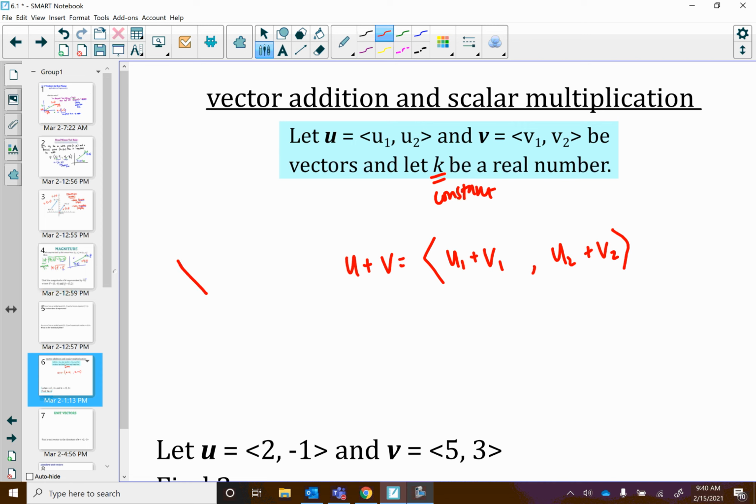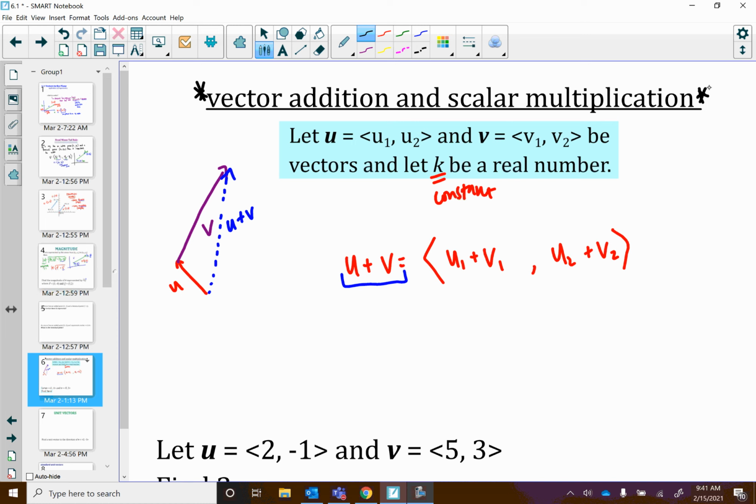How does this work if I'm visually representing it? Well, let's say this is u and this is vector v. What we really are doing is basically taking this vector v and moving it up here, and the resultant vector, the vector that ends as u plus v, is this vector from the start of u to the end of v.